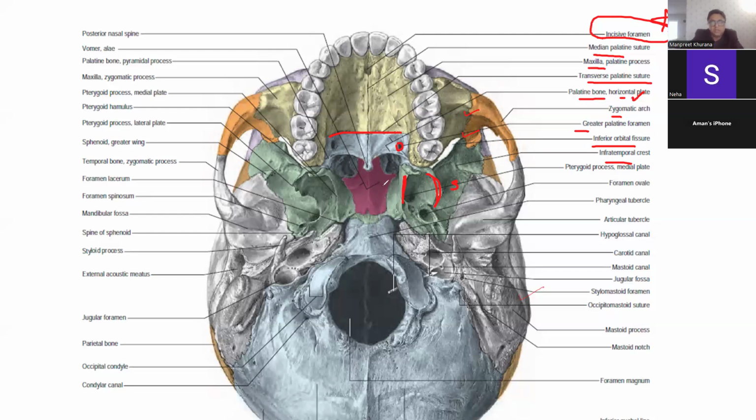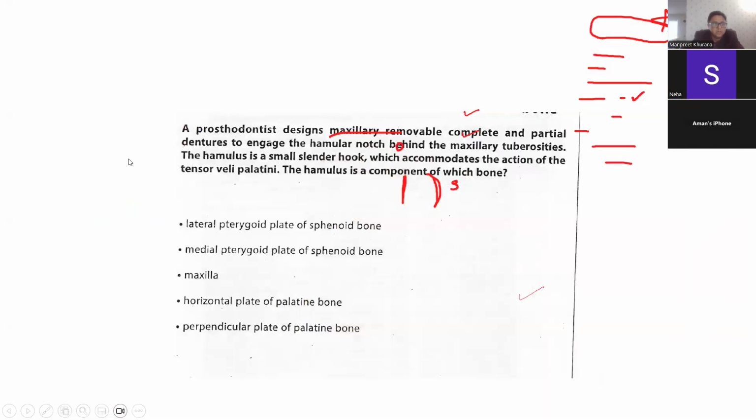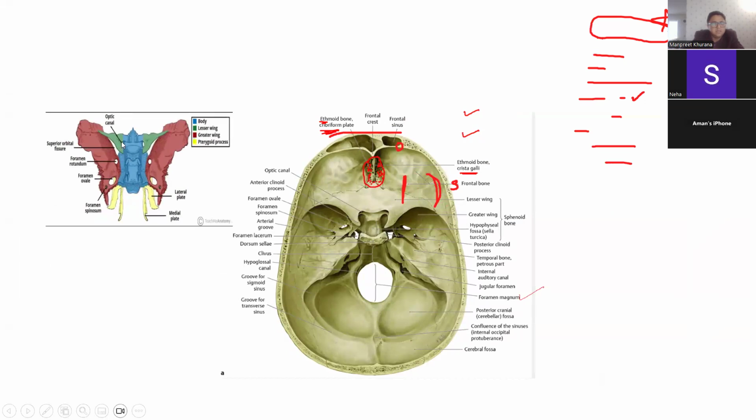I have a picture here. Let me show you. Here. So if you see, this is the sphenoid bone. So this blue is the body. This purplish color, I'm not very good with the colors, this purplish color is the greater wing. The small greenish color is the lesser wing, and these are the pterygoid plates. So the sphenoid bone has a body, greater wing, lesser wing, and the pterygoid plates.